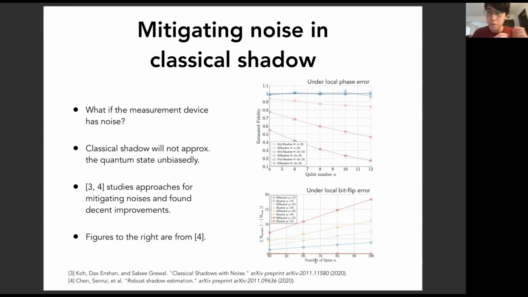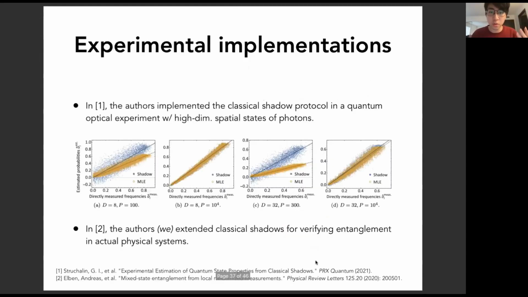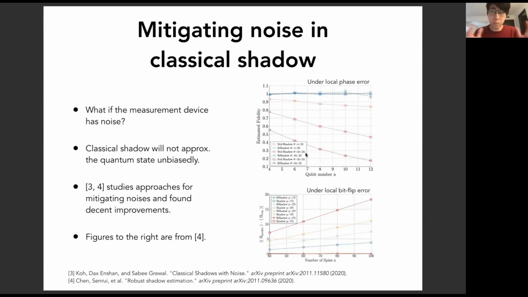So if your noise is small, then the deviation will also be small. So you see, like in their optical experiments, the prediction is very accurate. But when you go to a larger system size, you're going to have noise everywhere. And in that case, using classical shadow might not be very beneficial. So one way is, how do you mitigate noise while retaining all these nice properties of classical shadow?